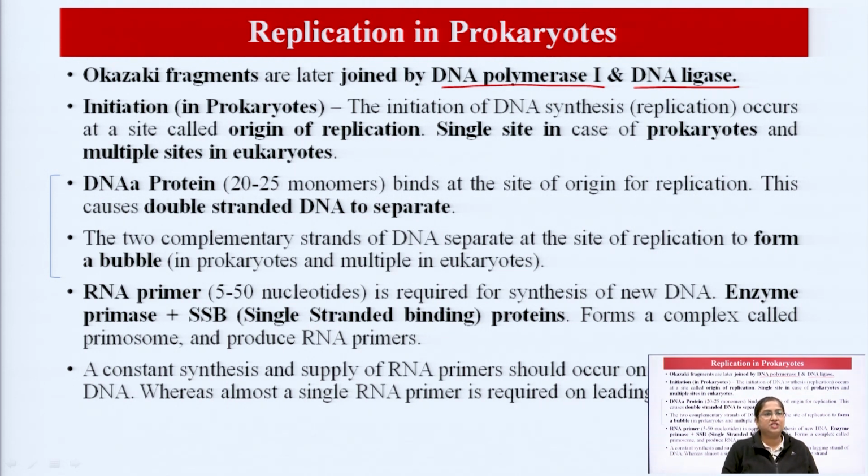Then the second is initiation. In prokaryotes, the initiation of DNA replication occurs at a site called the origin of replication, a single site in the case of prokaryotes, whereas it will be multiple in the eukaryotes. We are discussing replication in prokaryotes right now. So, the next point is DnaA protein is used for the starting of your origin of replication. Then the two complementary strands of DNA separate at the site of replication to form a bubble in prokaryotes, and multiple in the eukaryotes. RNA primer is required for the synthesis of new DNA.